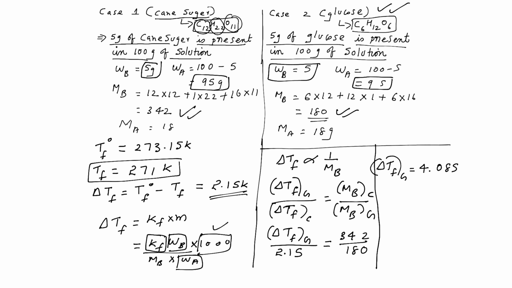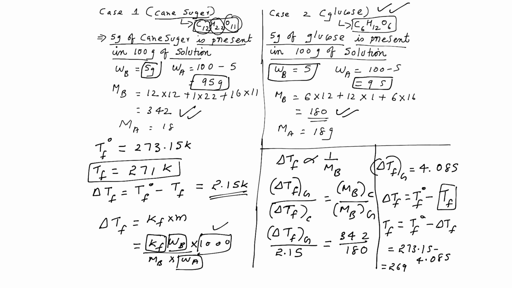What is our aim? Our aim is to find the freezing point of glucose, not depression in freezing point. So what is the equation? Delta TF is equal to TF standard, that is about water, right? Minus TF. This is what we are supposed to find. What is TF? That is the freezing point of the solution which contains 5% glucose. So TF standard minus delta TF. So what is that? 273.15 minus 4.085. And what is our final answer? 269.065 Kelvin.